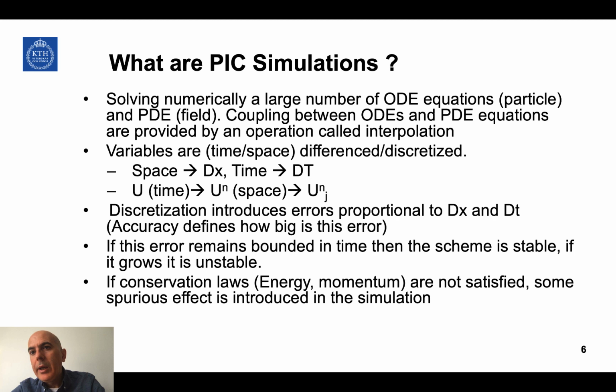Also, it's important to note that quantities that are conserved in real life, for instance total energy and total momentum in a closed system, are not conserved in simulation because of these other errors that we are introducing by modeling. So these conservation laws are not satisfied. Some spurious effects might be introduced in simulation. So we might have, for instance, some heating in simulations, some collisions that are artificial. The important point is that when we do a simulation, we also check these parameters.